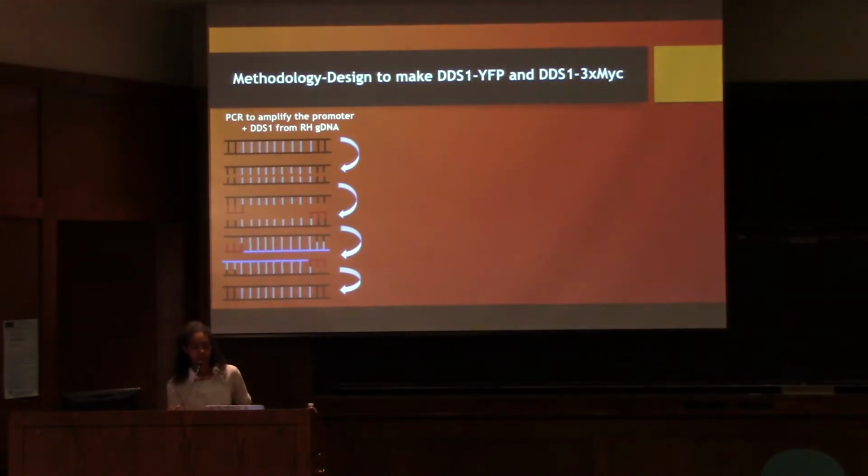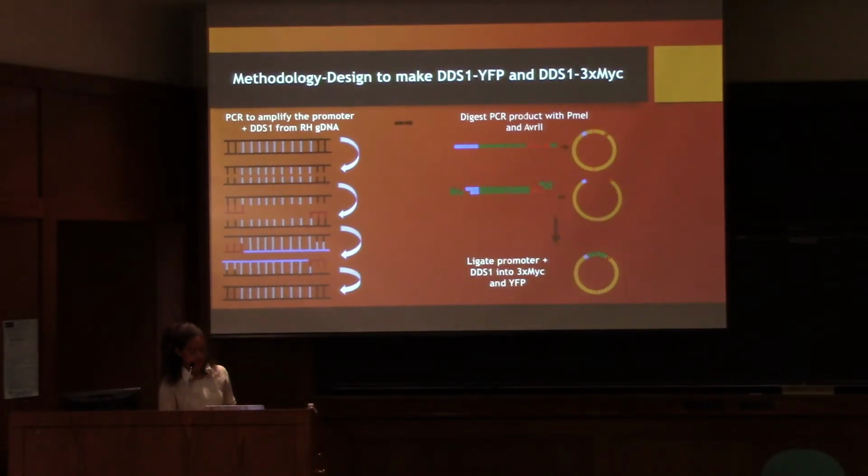So the first method in validating and trying to figure out the purpose of DDS1 is a PCR, and we did this by amplifying the promoter gene using Rh genomic DNA. And once we confirmed that our PCR was working, we then moved on and tested that PCR product in a digest, which means that we used 2 restriction enzymes and cut out exactly what we wanted, and then used a ligation, which means we took that specific piece that we cut out and then reinserted it into the vector that we wanted to make a full circle. So we did that with the 2 expressing proteins, the YFP and the MYC.